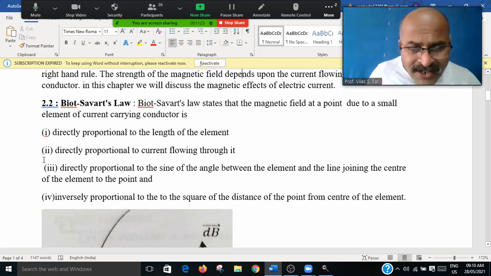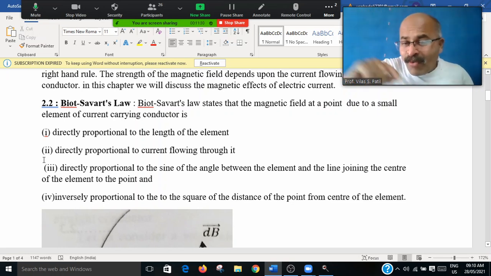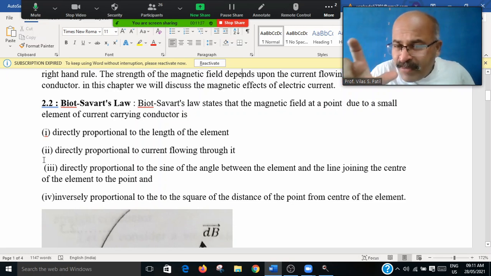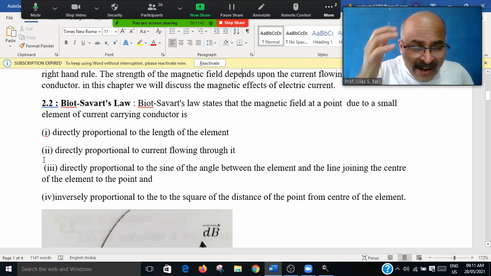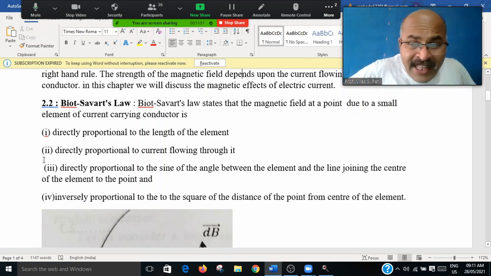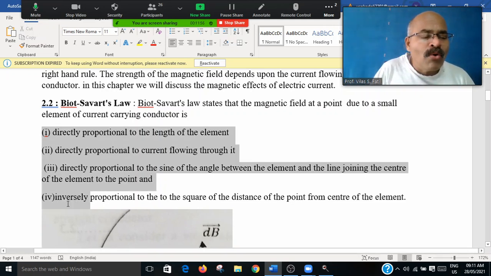The Biot-Savart law states the magnetic field at any point due to a small element of a current carrying conductor. Consider a wire which carries the current I. We divide that wire into small elements. We consider a small element of that conductor which carries the current I. Then the magnetic field at a point which is at a distance r from the conductor will depend upon four factors.